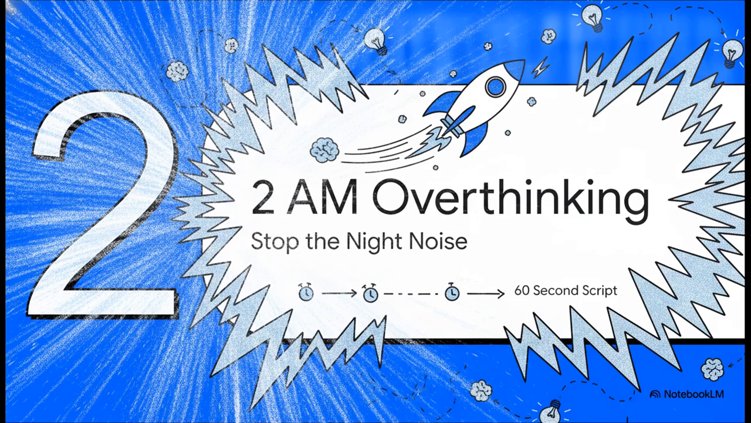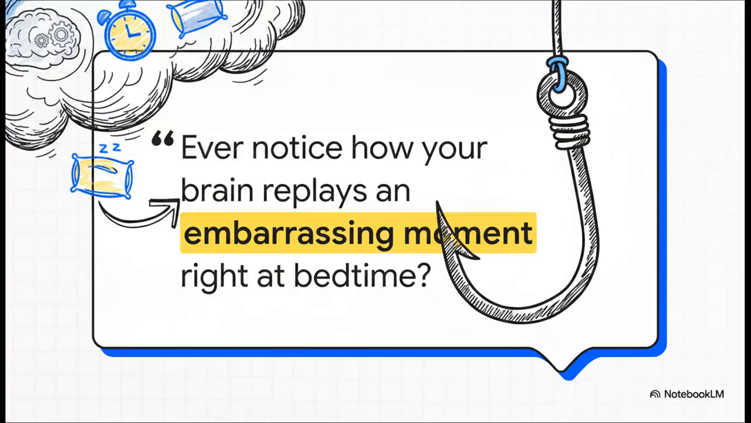Moving on to Section 2, stopping 2 a.m. overthinking. Okay, to grab attention on fast-paced platforms like TikTok or Shorts, you need a seriously brilliant hook for a 60-second script. Just listen to this one. Ever notice how your brain decides to replay an embarrassing moment from 2018 the exact second your head hits the pillow? Wow. I mean, we've all been there, right?